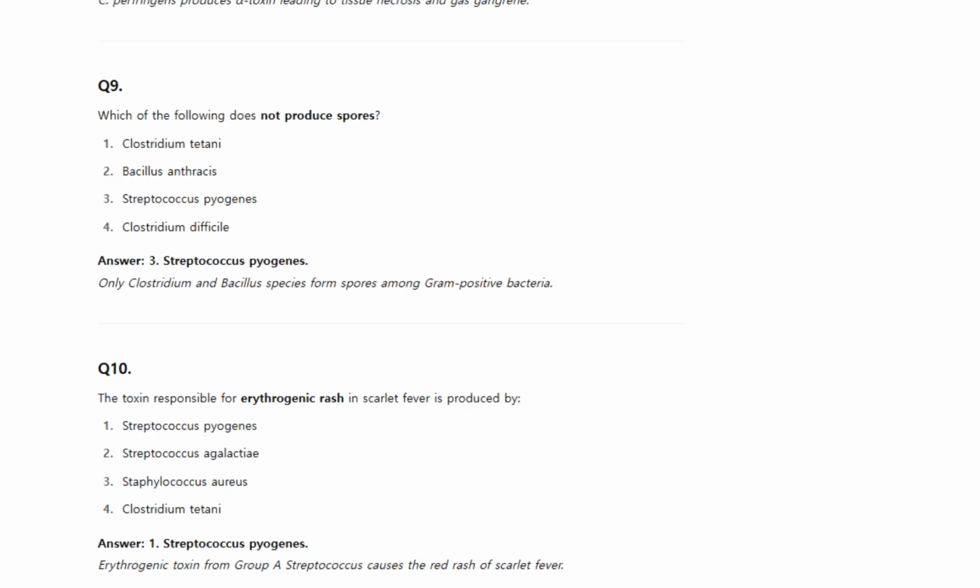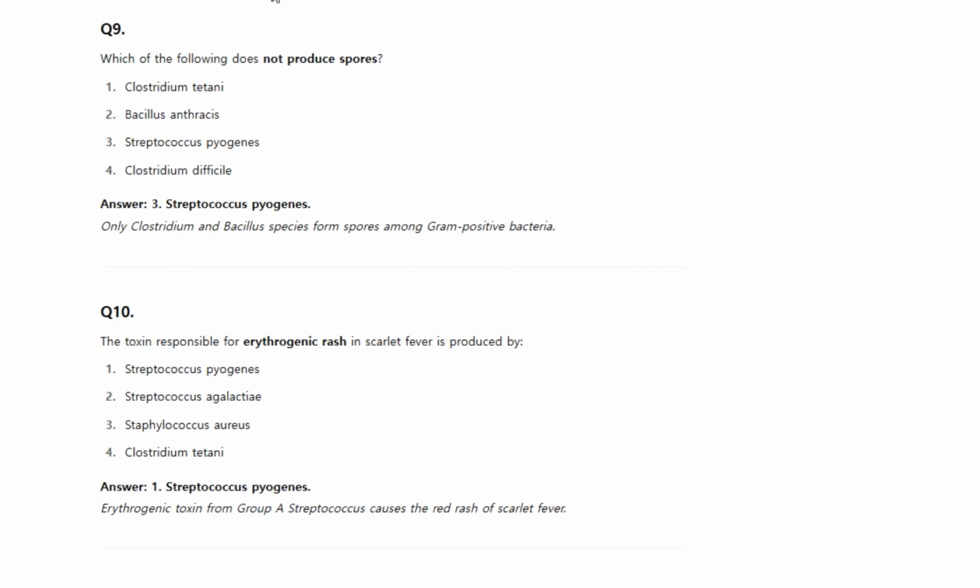Q9. Which of the following does not produce spores? 1. Clostridium tetani, 2. Bacillus anthracis, 3. Streptococcus pyogenes, 4. Clostridium difficile. Answer 3. Streptococcus pyogenes. Only Clostridium and Bacillus species form spores among gram-positive bacteria.